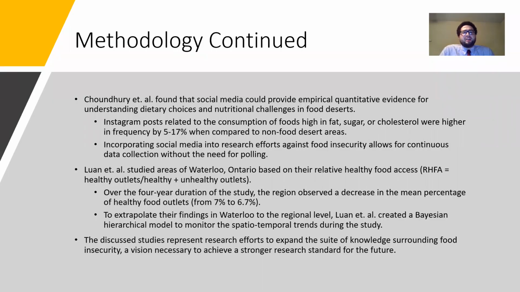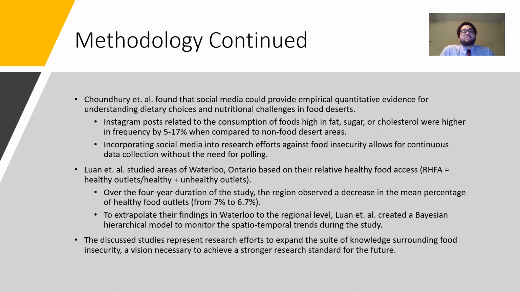Another study that was quite interesting was conducted by Chowdhury et al., which found that social media could provide good evidence for understanding the dietary choices of those in food deserts. Instagram posts related to the consumptions of foods that were high in fat, sugar, and cholesterol were higher in frequency by 5 to 17% compared to areas of non-food desert conditions. If we were to incorporate more social media-based approaches to the criteria we use for understanding food insecurity, we could possibly collect even more data, and data that doesn't require active polling.